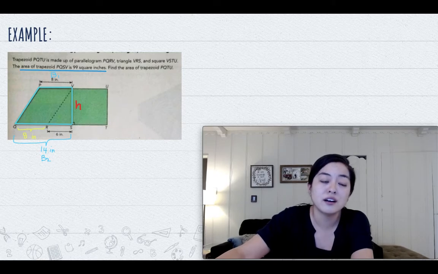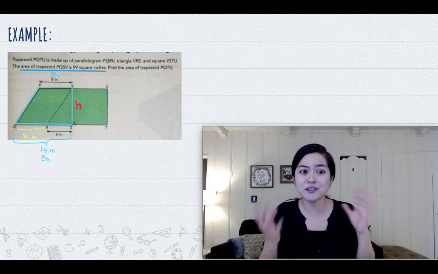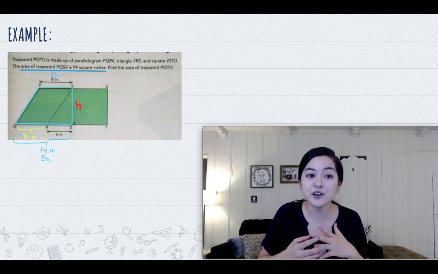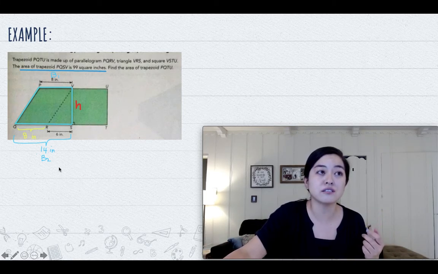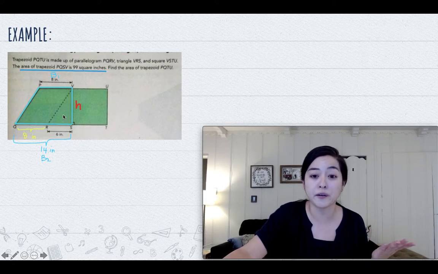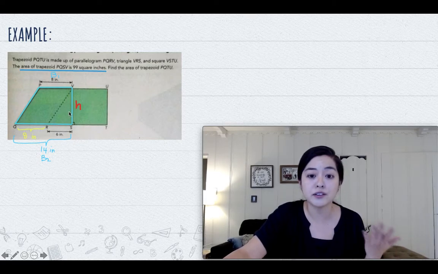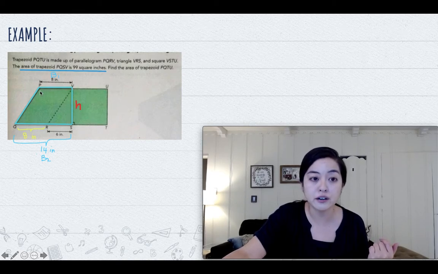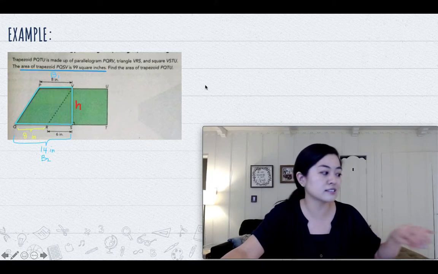So now let's go back now, okay? So now that we have all this information, I know my B1, which is 8 inches, and I know my B2, which is 8 plus 6 inches over here. So here's my 2 bases, and here's my height, and I know my area. So the only thing I don't know, my unknown, is my height. So that's what I have to figure out. And once I know the height of this trapezoid PQSV, then we'll see what the next steps are, okay?